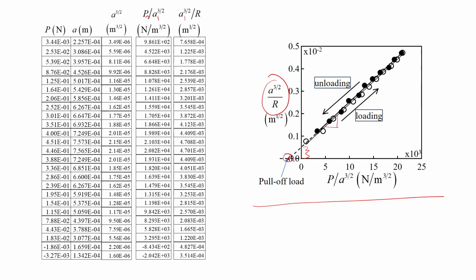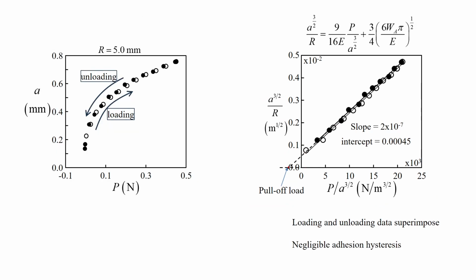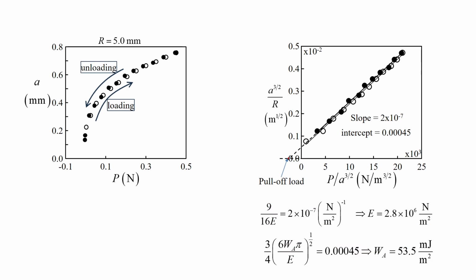So, you get lots of information from this JKR analysis. You get the elastic modulus from the slope data, and from the intercept data you get the work of adhesion. For example, here the slope comes out to be 2 into 10 to the minus 7 in the appropriate units, and the intercept comes out like this. The slope is 9 by 16 E, that is equal to this. Therefore, E comes out to be close to about 3 megapascal, and from the intercept the work of adhesion comes out to be 53.5 millijoule per meter square.